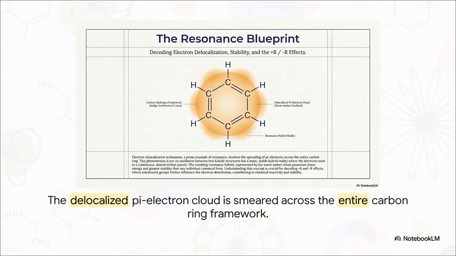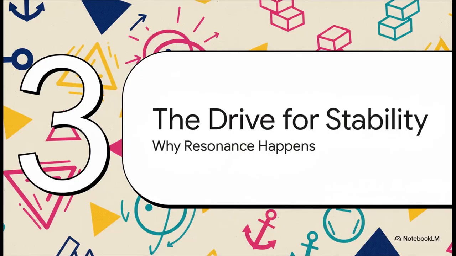And this image shows that reality beautifully. You've got this fixed framework of carbon and hydrogen atoms. They're locked in place. But the pi electrons, the ones from the double bonds, they aren't stuck between any 2 atoms. Instead, they're delocalized, which is just a fancy way of saying they are smeared out over the entire ring. It's like a donut-shaped cloud of electron density, shared equally by all 6 carbons. So we get what resonance is.